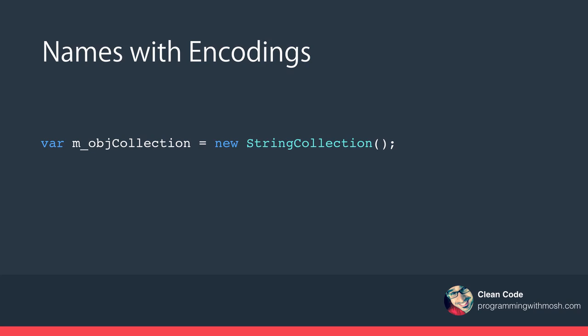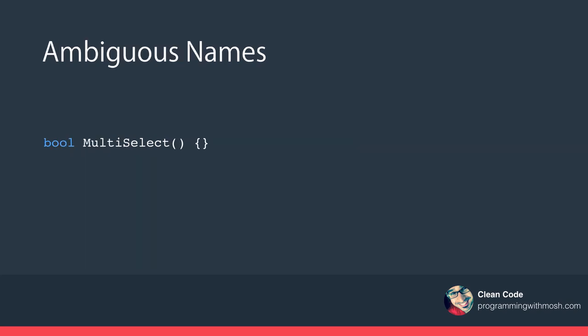But what is inside that string collection? I can't tell. If this string collection is used to store the list of countries, we can just call it country names instead of m_object collection. See, this name is shorter and more meaningful, more intention revealing.